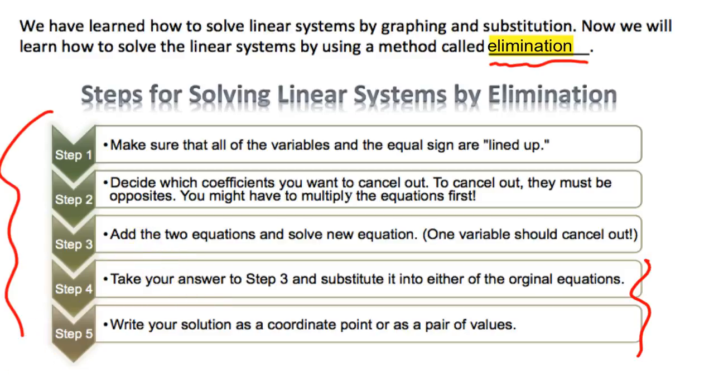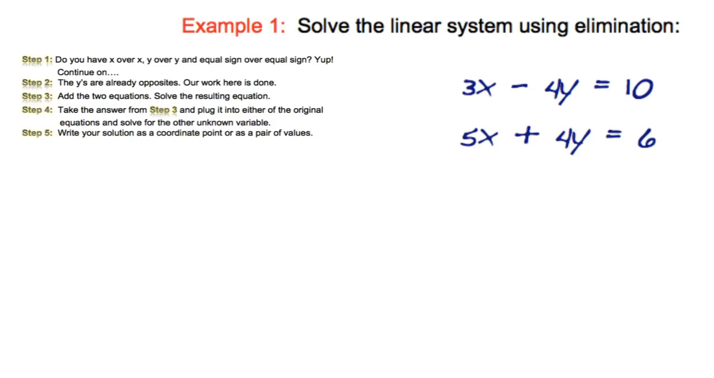Let's just do an example. Let's jump right in, make it a little more concrete. So let's go. Example 1. Solve the linear system using elimination. So let's look at our steps. Step 1. Do you have your x over x, y over y, and equal sign over equal sign? So let's see here. The x is over the x, the y is over the y, the equal sign is over the equal sign, and the constant is over the constant. So step 1, yep, we did it.